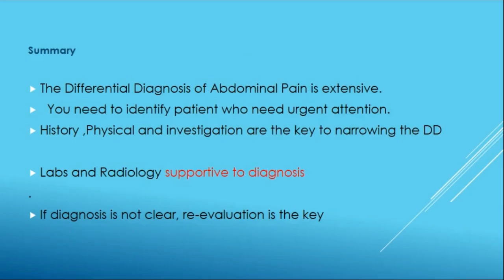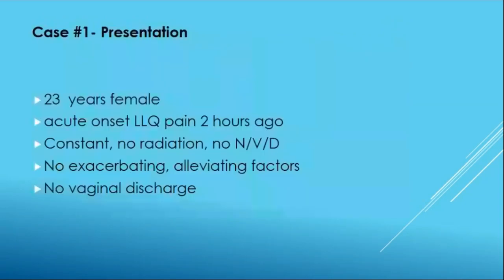The differential diagnosis of abdominal pain is extensive. Our job is to shortlist the differential diagnosis and come to a definitive diagnosis. History, physical examination, and investigation are the key to reaching your diagnosis. I also highlighted that laboratory investigation is to support you, not to depend on. If your diagnosis is not sure, reassess the patient, examine the patient again and again and again. That's very important.